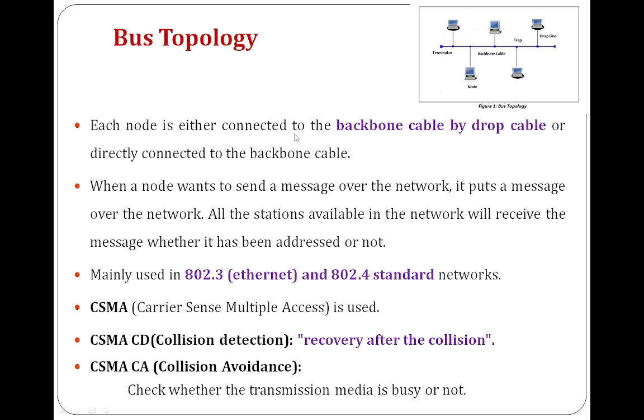Each node is either connected directly to the backbone cable or through a drop cable connected to the backbone cable. When a node wants to send data, it puts the message over the network. All the stations available on the network will receive the message whether it has been addressed to them or not. That's the main drawback. If I want to share a particular message with my friend only, my message should not be accessed by anyone else. The confidentiality property may be affected.